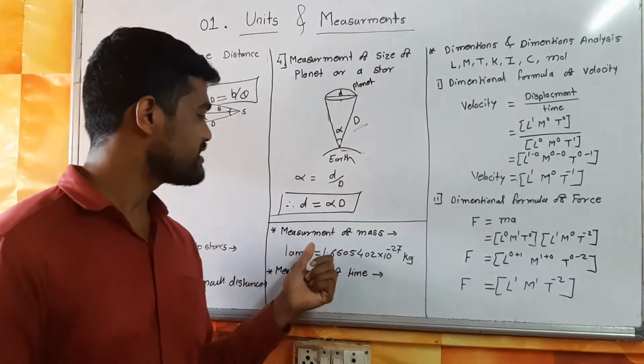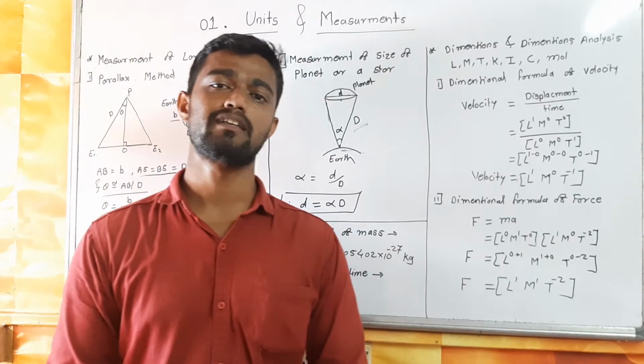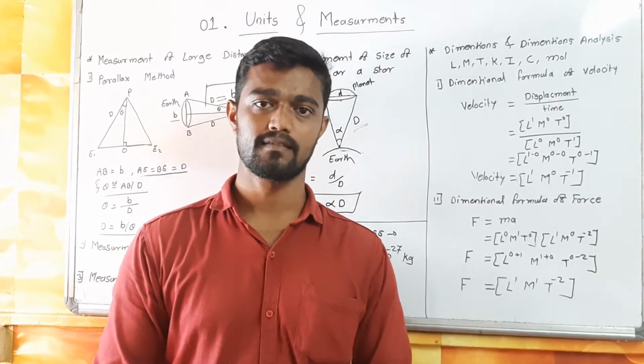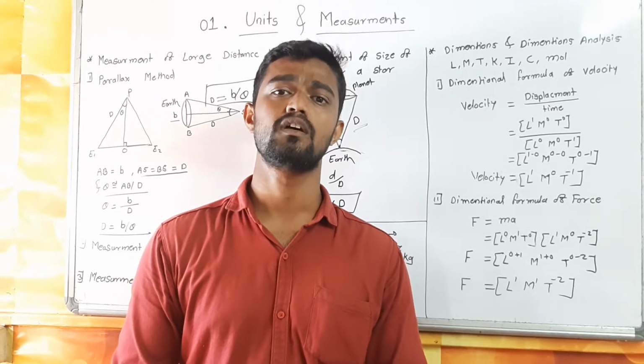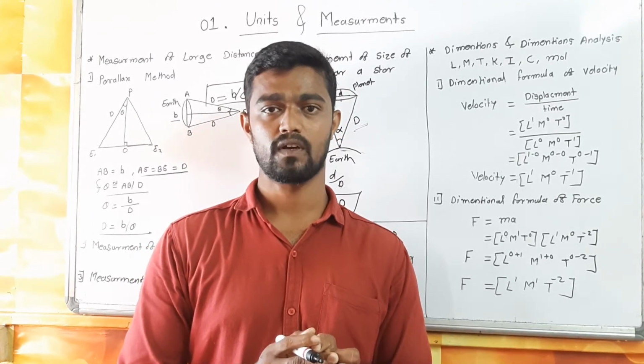Next point is measurement of mass. Suppose we want to find the mass of matter, the mass of an object. Obviously we use units of gram and kilogram. Okay, there are two units.